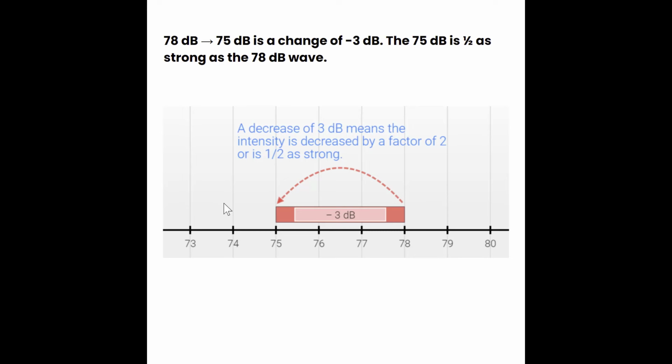Again, let's take a look at a couple examples. In this example, we are starting at 78 decibels, and we have decreased it by 3 decibels, making the new wave a 75 decibel wave. So that's a change of negative 3 decibels. That means that by decreasing from 78 to 75, causing that negative 3 decibel change, this new wave is half as strong as the original wave. Or we can say that the intensity has decreased by a factor of 2, because remember, decreasing by a factor of 2 means to divide.